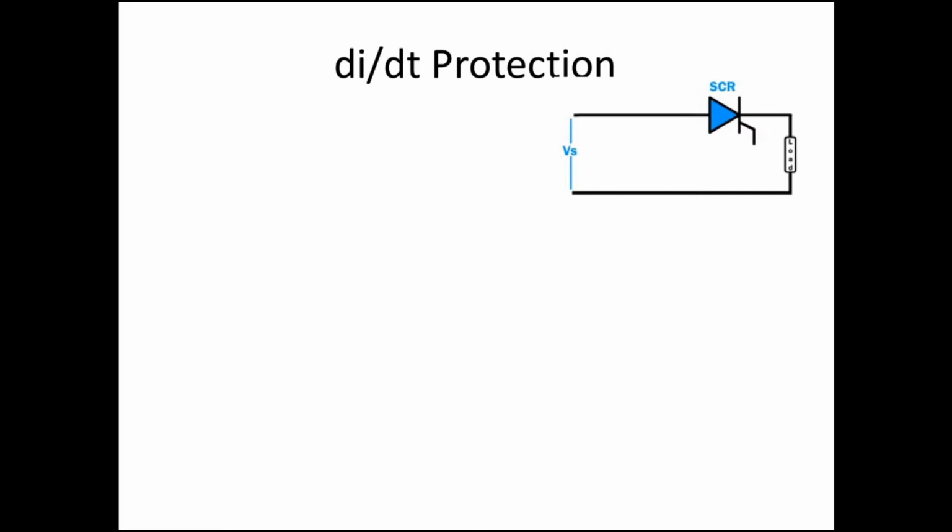Consider an SCR circuit with a DC voltage Vs applied to a load and controlled by this SCR. When the SCR is off, it is an open circuit and the current is 0, and the voltage across it is maximum. This voltage will be applied here. So initially the SCR is in the off state and there is no current. And now we are applying a gate current in order to turn on the thyristor.